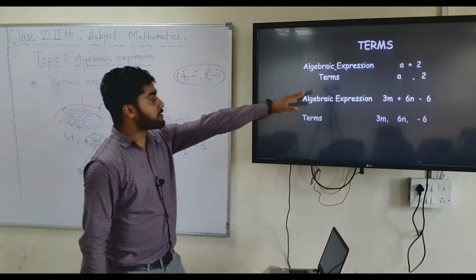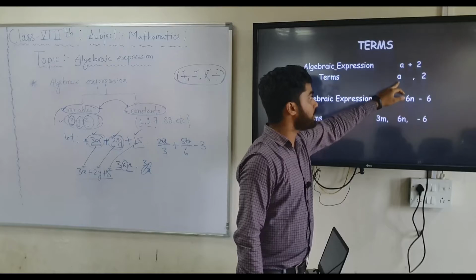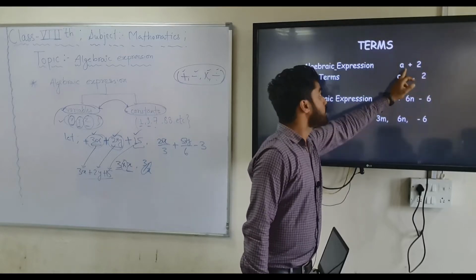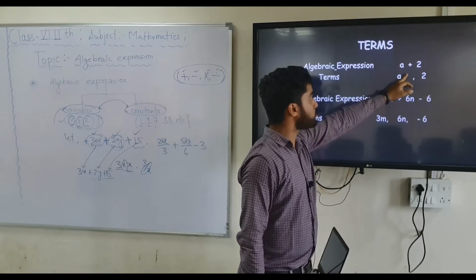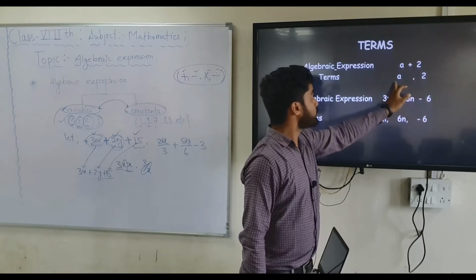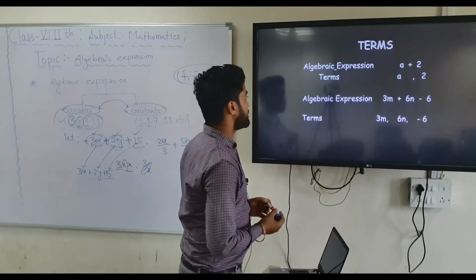So in the algebraic expression a plus 2, the first term is a and the second term is plus 2, because before a there is a plus sign and before 2 there is also a plus sign. So a and 2 are the two terms of this algebraic expression.